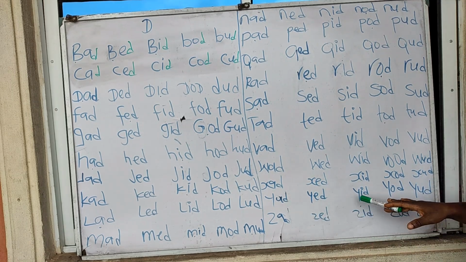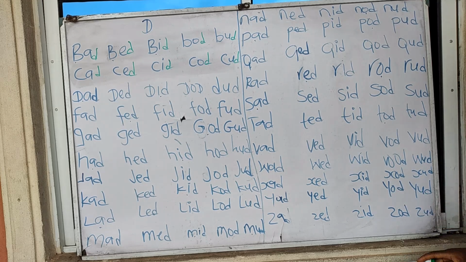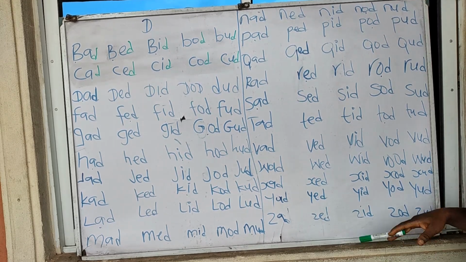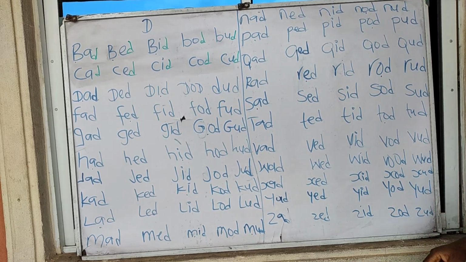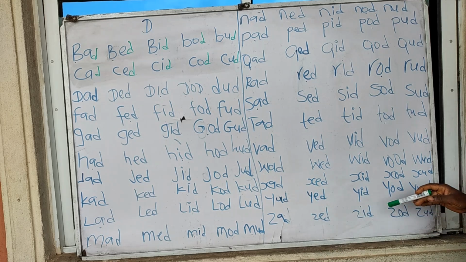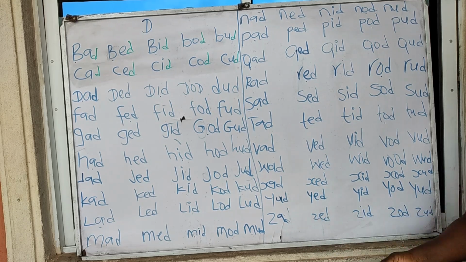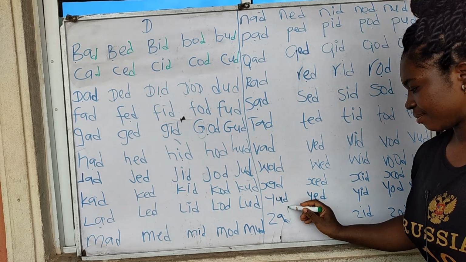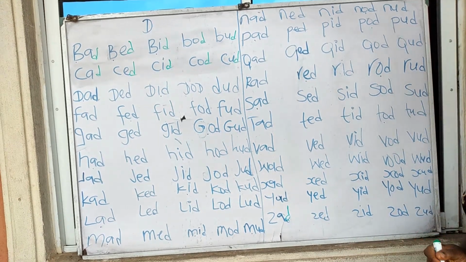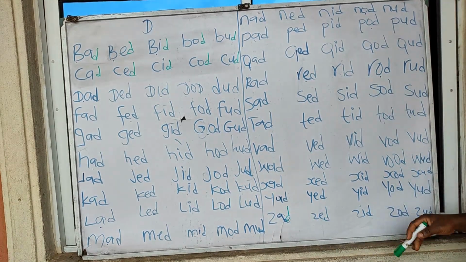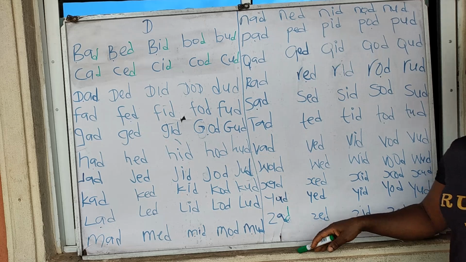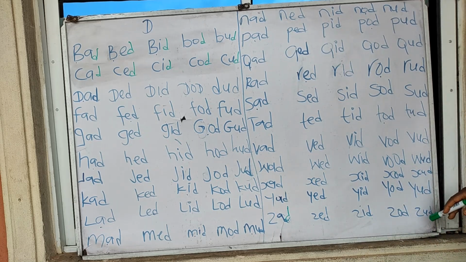Yad, yed, yid, yod, yud. Zad, this is Z-A-D. We have Zad, Zed, Zid, Zod, Zud.